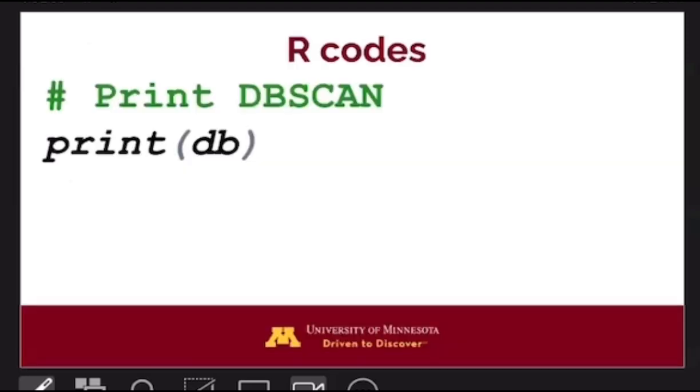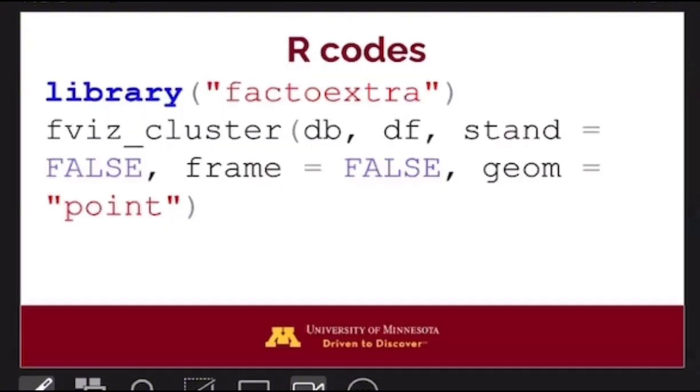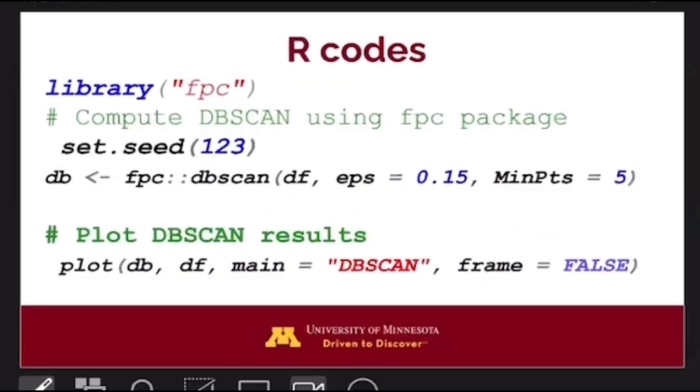Now, the next thing is to print db. If you take a look at what I have here, you can see db, right? Okay. And let me see. You can see here, I said db less than negative fpc, indicating that.